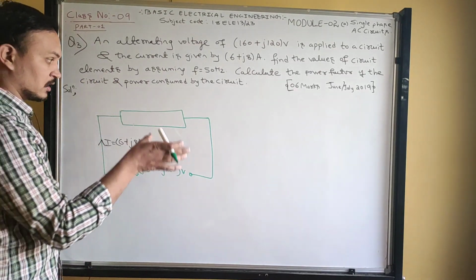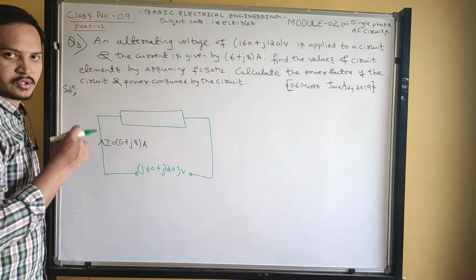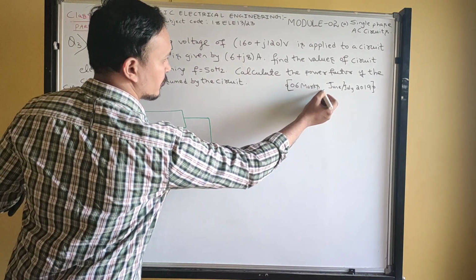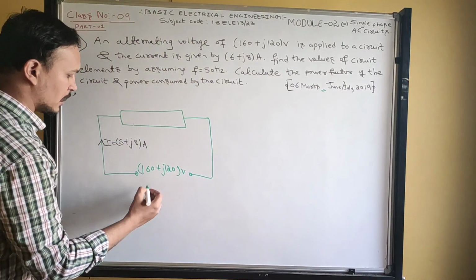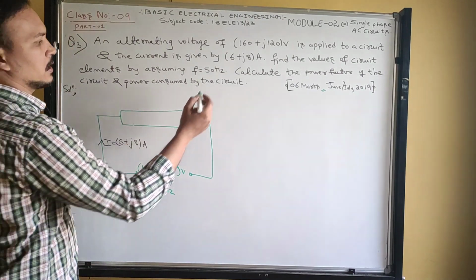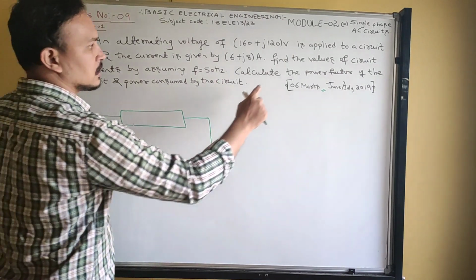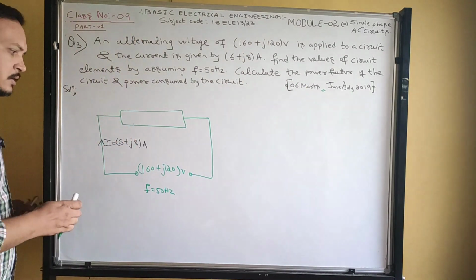You should first determine what type of circuit it is, then find the elements. See how the question is given. The question is very, very important. They will sometimes ask this type of question. They have given: assume frequency 50 Hertz. After finding the circuit elements, calculate the power factor of the circuit and the power consumed by the circuit.